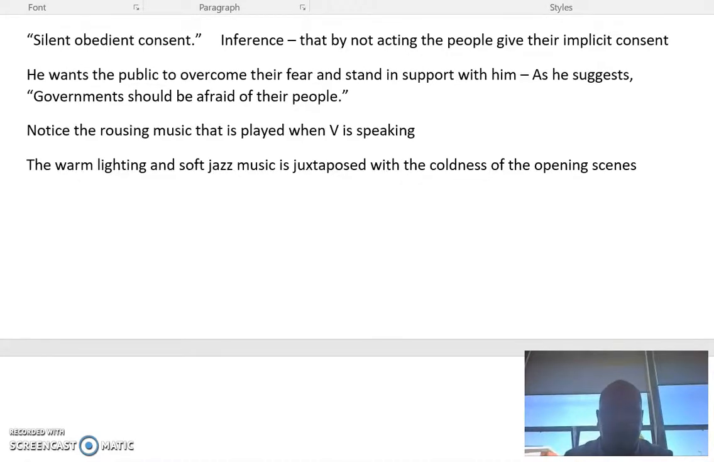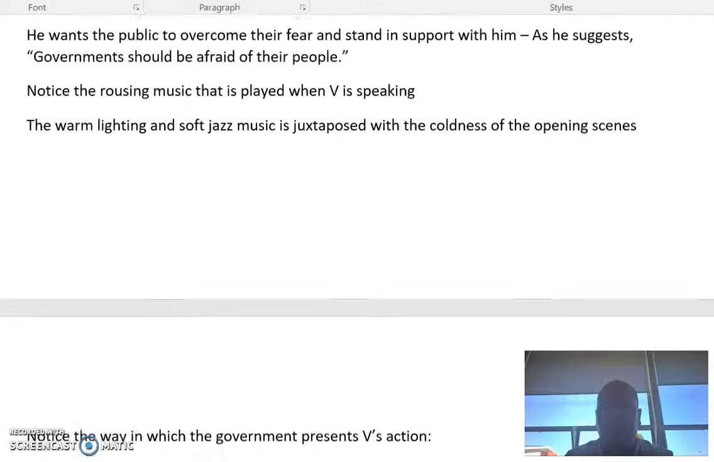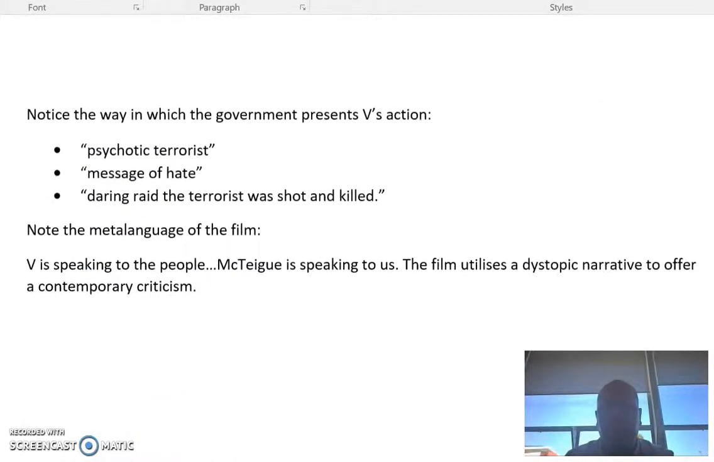And especially when we're looking at juxtaposition, the scene we were looking at just now, at his house, we look at where he lives, we see the warm lighting, the soft jazz, which is really juxtaposed with the coldness of the opening scene. So all the way through, we're persuaded, despite the fact he does some pretty bad things, to be able to see things from V's point of view. And actually looking at the language, notice the way in which the government presents V's actions following his attack on the media. So where he talks about him being a psychotic terrorist, presenting a message of hate, and the daring raid the terrorist was shot and killed.